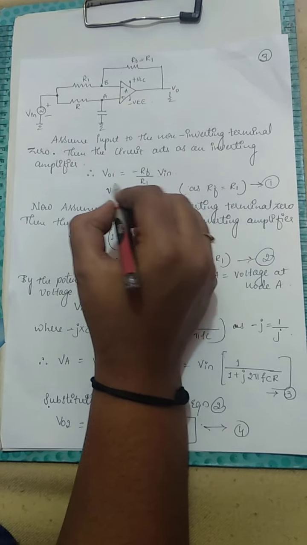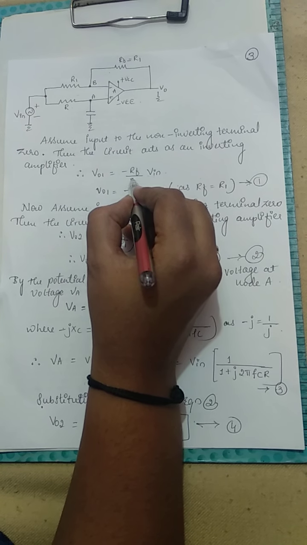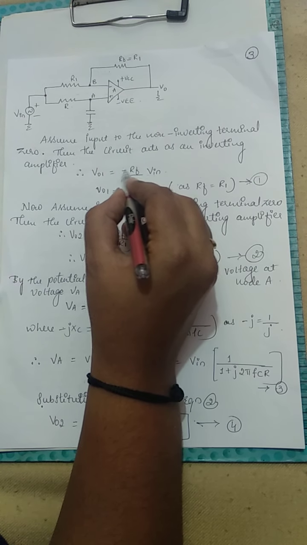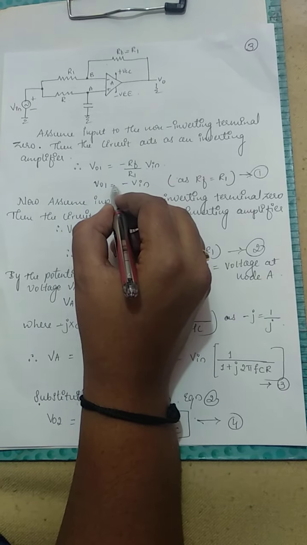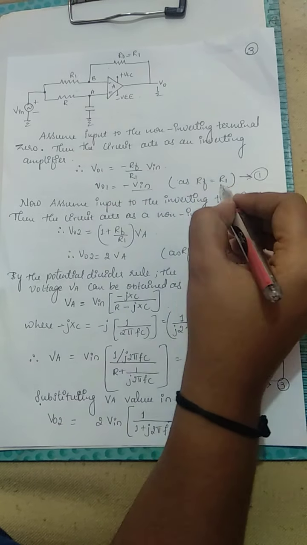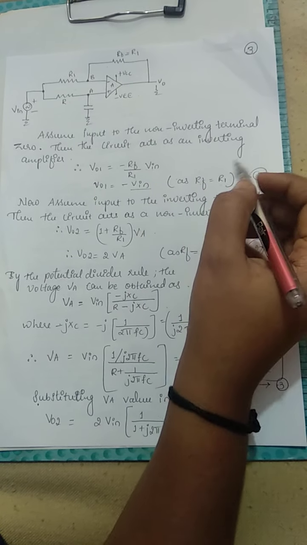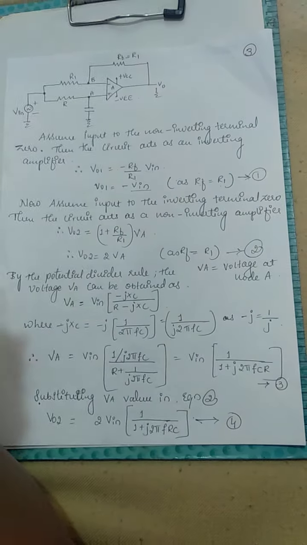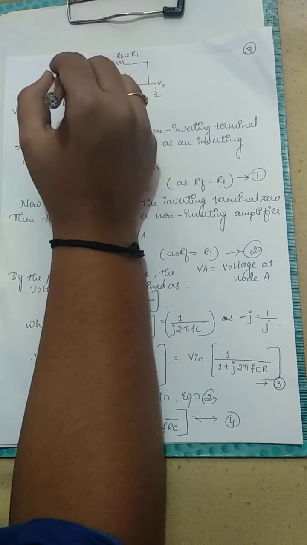For the inverting terminal, you know the gain is minus RF by R1. So then V01 is equal to minus Vin, because RF is equal to R1. So in the next case, we have to assume the inverting terminal is 0.